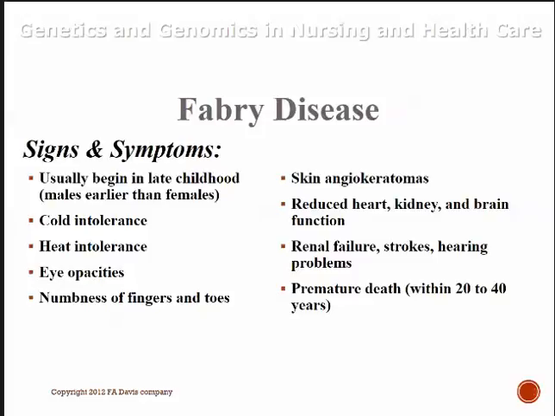So signs and symptoms: cold intolerance, heat intolerance, eye opacities, numbness of fingers and toes, skin angiokeratomas, reduced heart, kidney, and brain function, again, because of the perfusion, renal failure, strokes, hearing problems, premature death within 20 to 40 years. So not as bleak as Hurler and Hunter syndromes, but no walk in the park for sure.